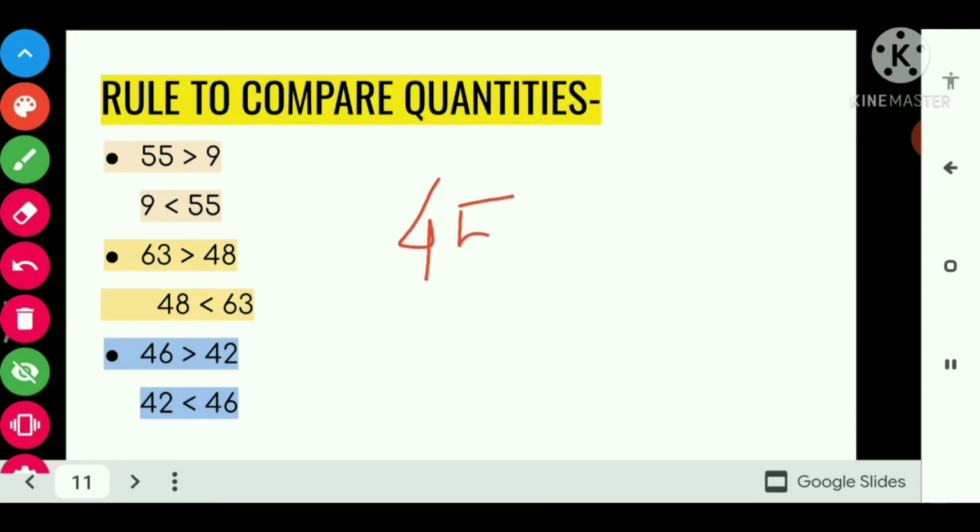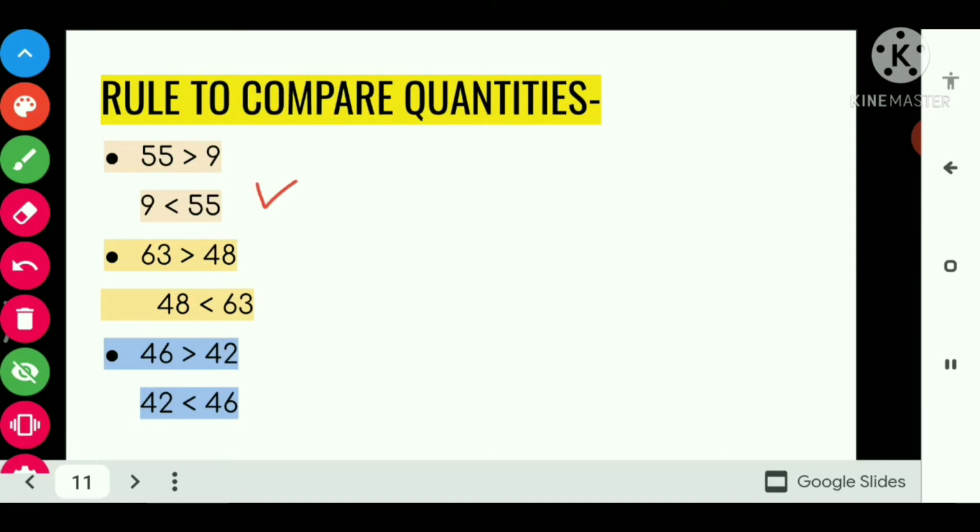Suppose 45 is there, and one more 45 is there. If I ask you which 45 is the bigger one, can you tell me the bigger 45? No, because the value of these two 45 are the same. So for that reason we'll put an equal sign. In order to compare the quantities, different rules are there.